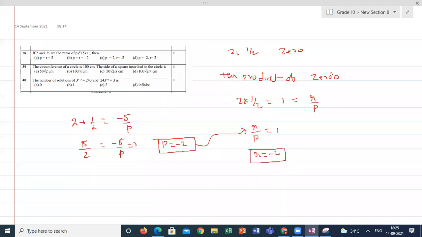This is also one more method with the help of sum of the zeros and product of the zeros. You can solve this question using any method, whichever you wish. Or you can substitute the values there and find out the zeros. Substitute p and r values and you will form the quadratic equation. Check which quadratic equation is giving 2 comma 1 by 2 as the zeros. So we are having multiple methods, based on how your mind is giving the idea to proceed conceptually, just follow that one.